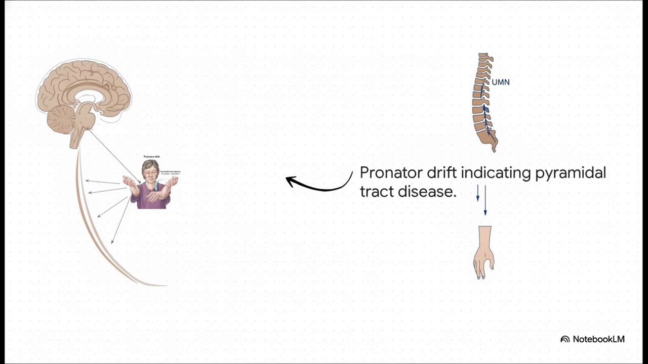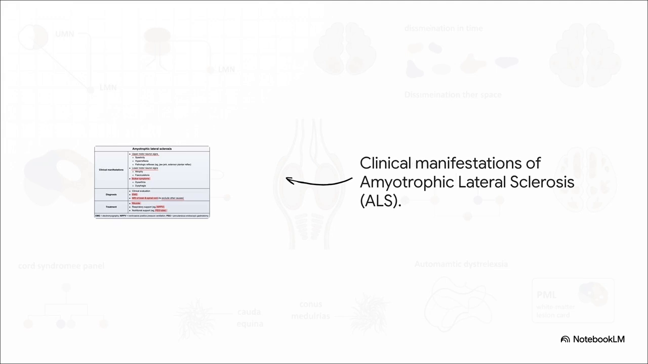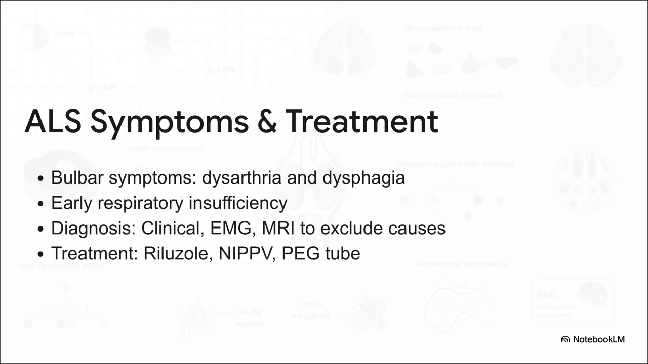Amyotrophic lateral sclerosis, or ALS, is unique because it blends upper motor neuron signs, like spasticity, hyperreflexia, the jaw jerk, and a positive Babinski, with lower motor neuron signs, like muscle atrophy and fasciculations. It happens because both upper motor neurons in the primary motor cortex and lower motor neurons, like anterior horn cells, are deteriorating at the same time. Beyond just the limbs, ALS brings bulbar symptoms like dysarthria and dysphagia.